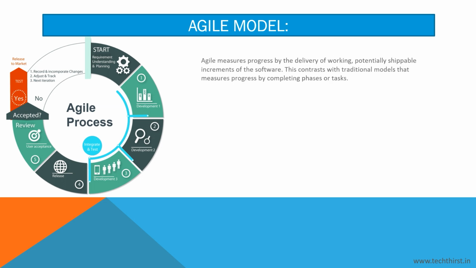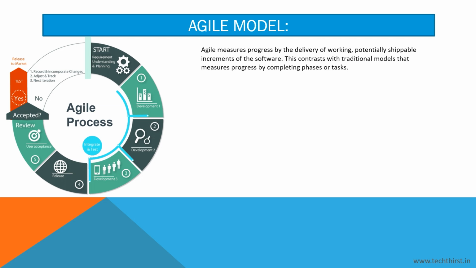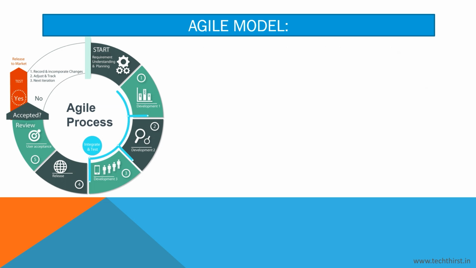Agile measures progress by the delivery of working, potentially shippable increments of the software. This contrasts with traditional models that measure progress by completing phases or tasks. It welcomes changes in requirements, even late in the development process, and adapts accordingly.